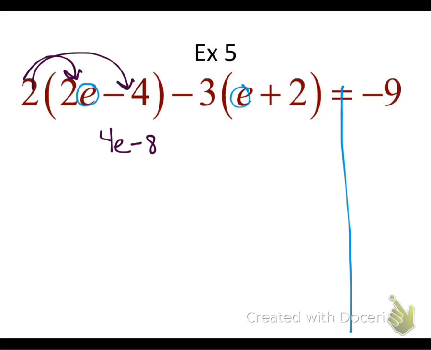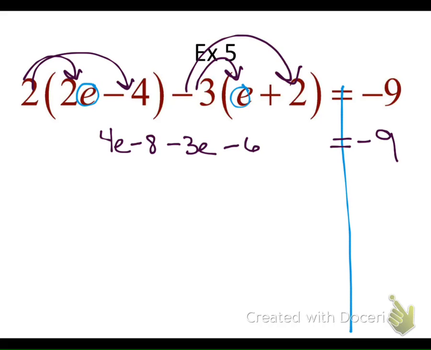Now I come to my next problem. I have another set of parentheses with a number on the outside. This time when I distribute, what number am I going to use to multiply by? Negative 3. Good. Make sure you take that negative with that 3. So negative 3 times e equals? Negative 3e. And then I'm going to take negative 3 times positive 2. Negative 6, which then equals negative 9. A positive times a negative is going to be a negative.